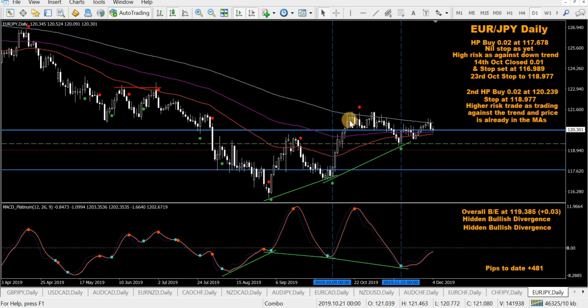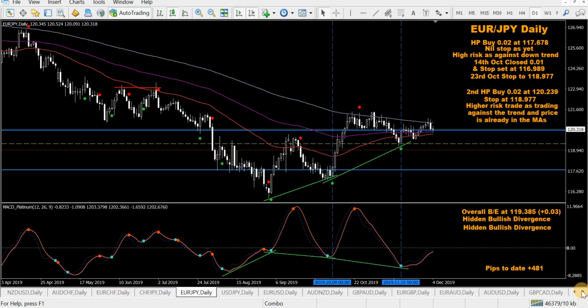So first one, I've already closed half and got a stop in place. Second one's a full high risk trade. You can read my notes. Had hidden bullish divergence followed by hidden bullish divergence. So I've had lots of hidden bullish divergence. And I'm just above my entry level on the second one at the moment. And the MACD Platinum looks like it's rolling over underneath the zero level a little bit. But we'll just give it another day or so and see how we go.